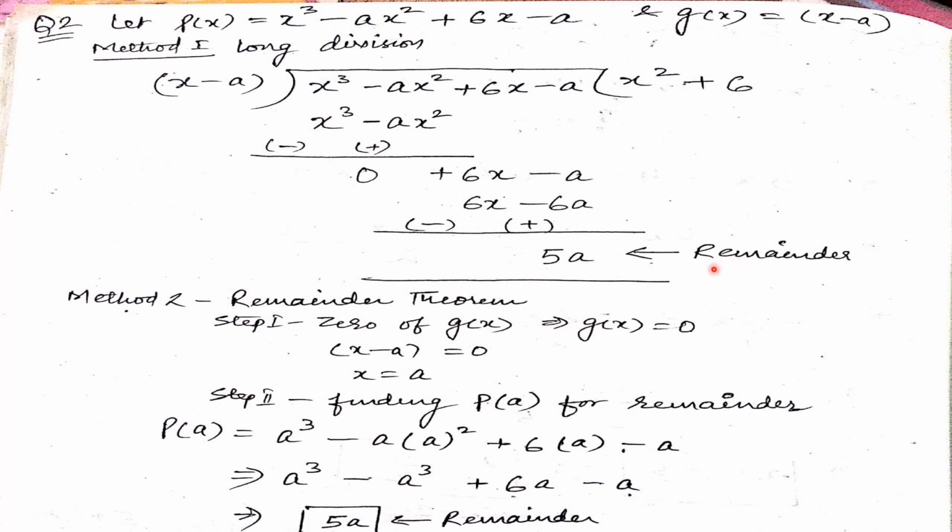Now, as I told you, I will use the other method also, that is remainder theorem, which says you have to find 0 of divisor first. So step 1, that is 0 of g(x). What is g(x)? x minus a. So what we'll do, we will put it equal to 0. That is x minus a equal to 0. So x equal to a is the 0 of our divisor.